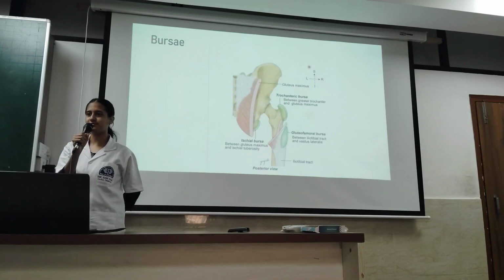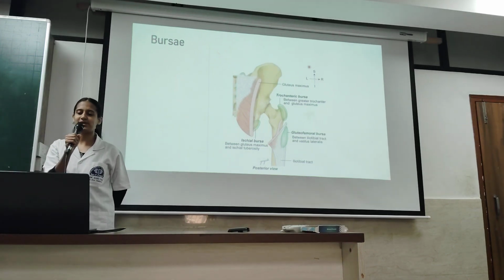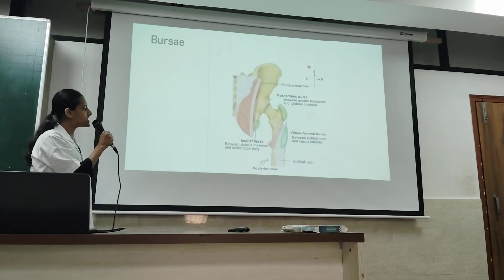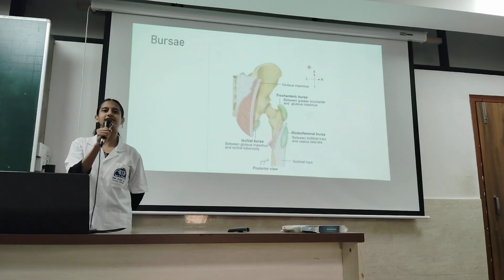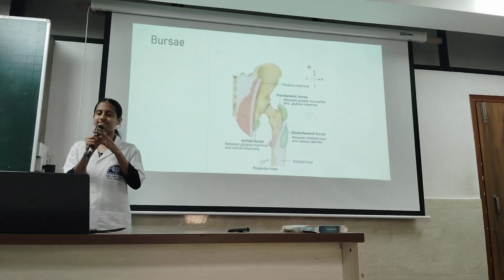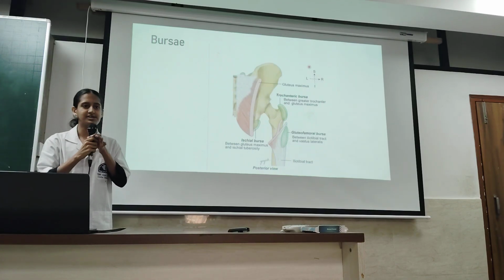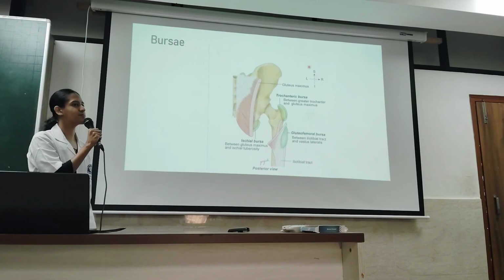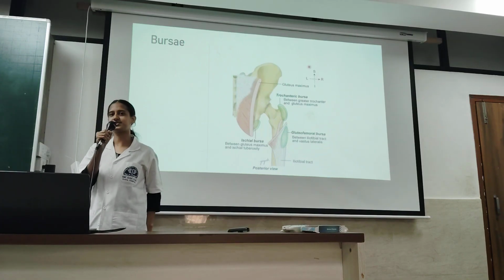Next is the gluteofemoral bursa. It is present between the iliotibial tract and vastus lateralis. Next is the ischial bursa, that is present between the ischial tuberosity and the gluteus maximus muscle. The ischial bursa is also known as the weaver's bottom, and it can get inflamed while we sit on a hard surface for a longer time.